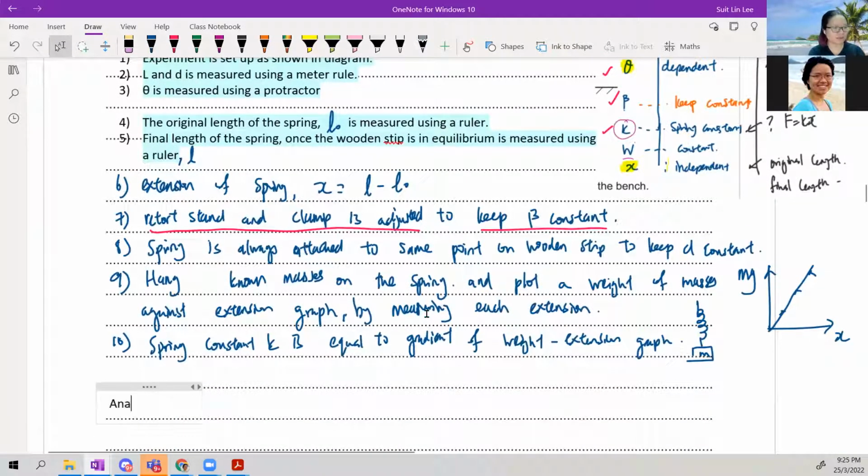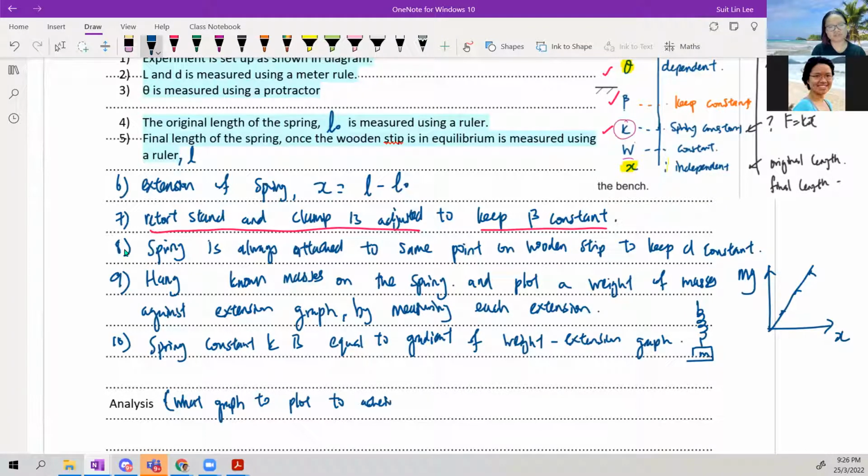We're going to go to A, analysis, PMAD. So analysis here is, I already have data. What to do with the data? Or rather, basically, what graph to plot, to achieve the purpose of the experiment. So this experiment is very weird. In CIE's design experiment, I like how they just bypass the whole hypothesis section. So you don't really need to make a hypothesis, you just need to design an experiment.